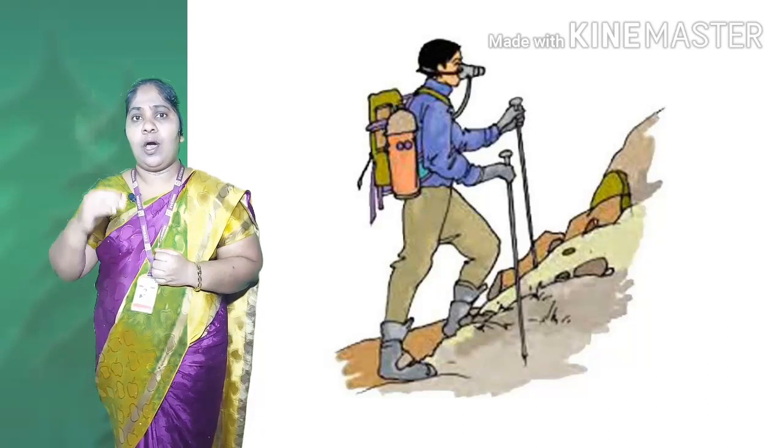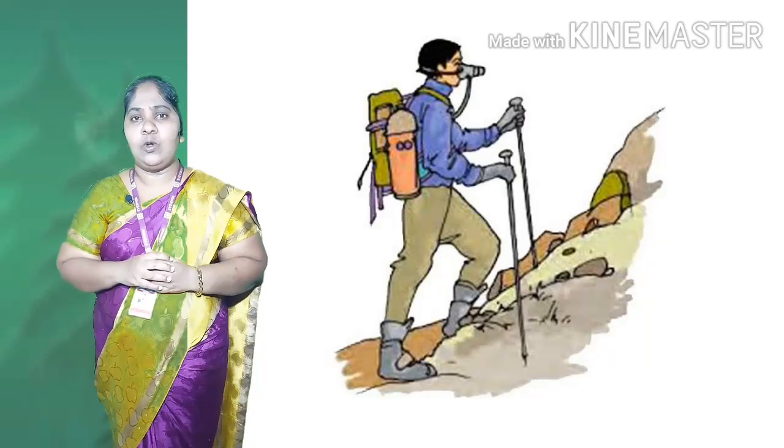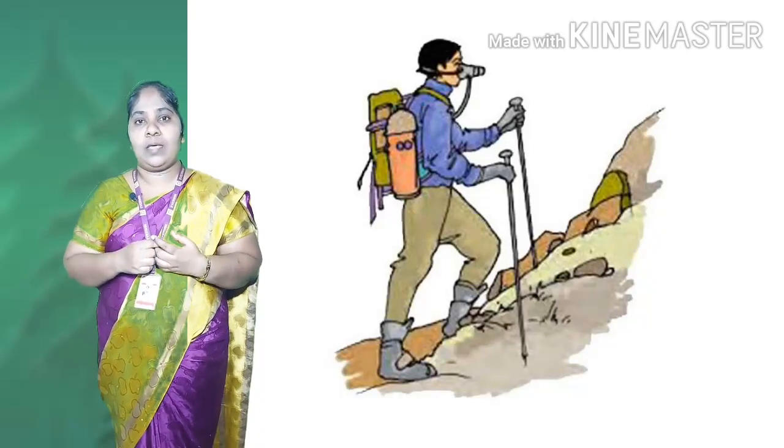Because when they go higher and higher, the air becomes very thin, so they cannot breathe, so they used to carry oxygen cylinders along with them to climb the mountain. Children, till the 18th century people thought that air is only one substance. After that, many experiments have proved that air is a mixture of many gases.